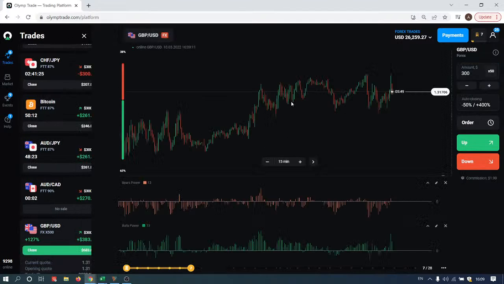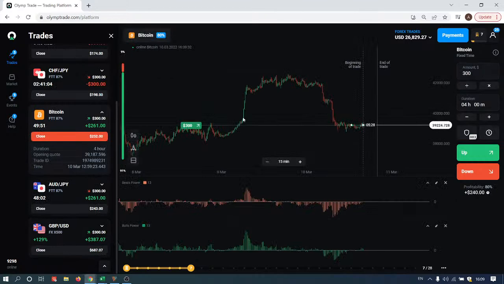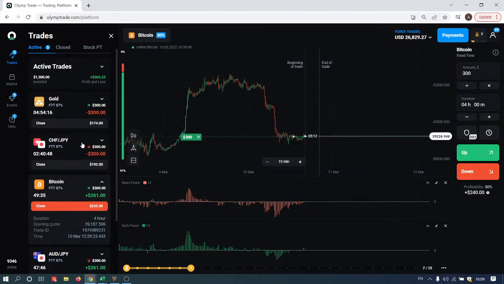I have another trade, this one GBP-USD, the pound against the US dollar, which I opened in the upwards direction. That was a kind of breakout situation. What else? My Bitcoin trade in the upwards direction. I think the asset was really oversold, and because we dropped 4,000, pretty much 10%, without any pullbacks, I think a pullback is kind of imminent.